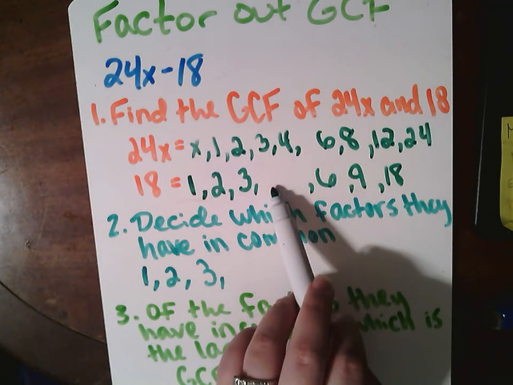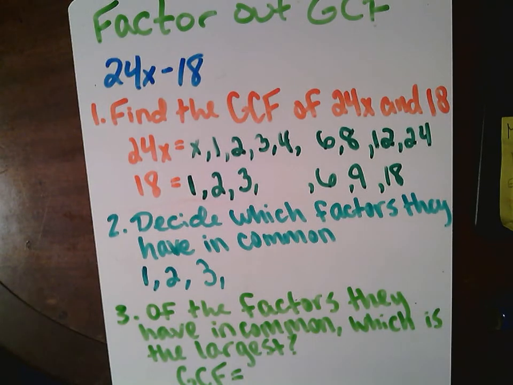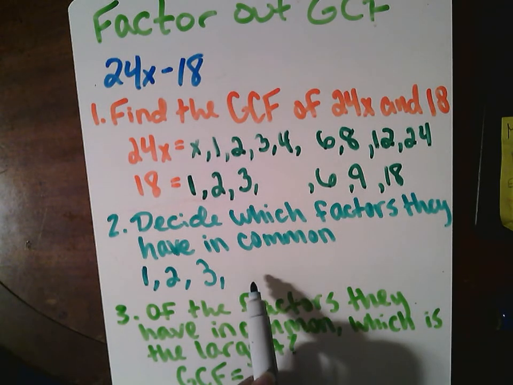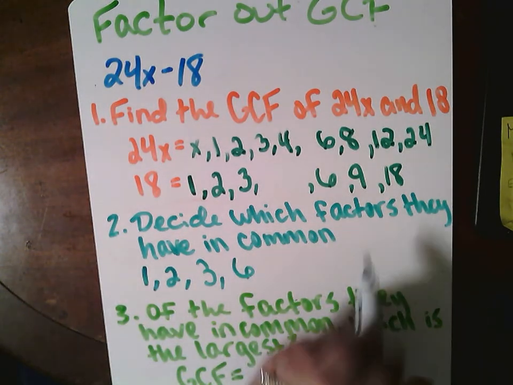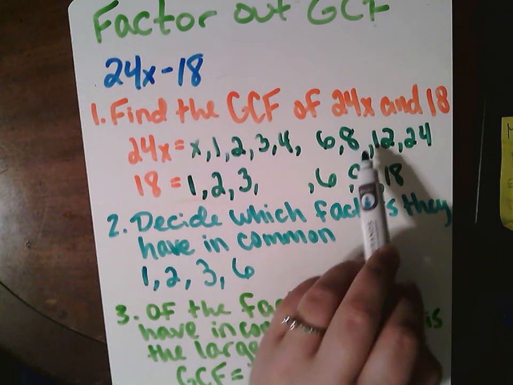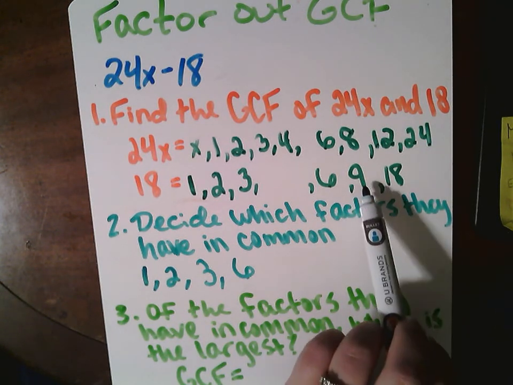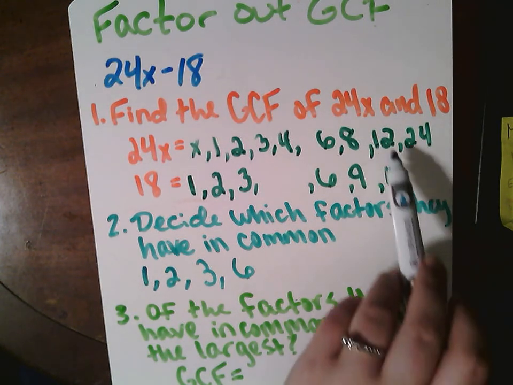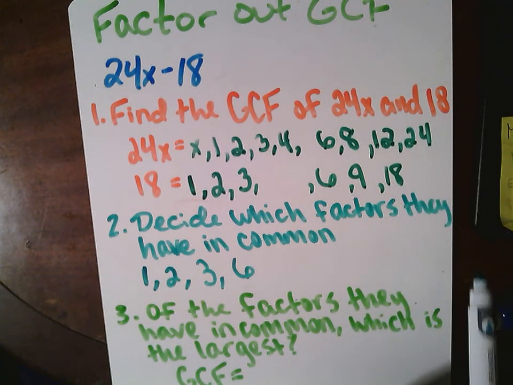4 right here. There's no 4 right here. So 4 is not in common. They don't share it, so we cannot put 4 down here. They both have a 6. For 24, one of the factors is 8, but 8 is not a factor of 18. 9 is not a factor of 24. 12 is not a factor of 18. 18 is not a factor of 24. And 24 is not a factor of 18.